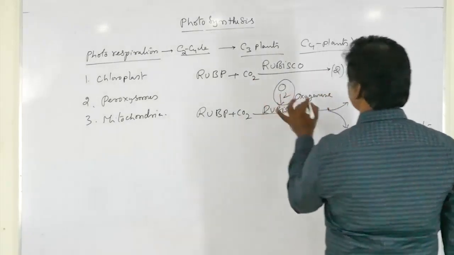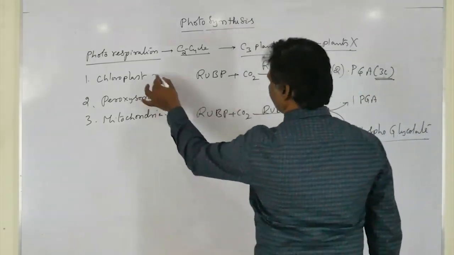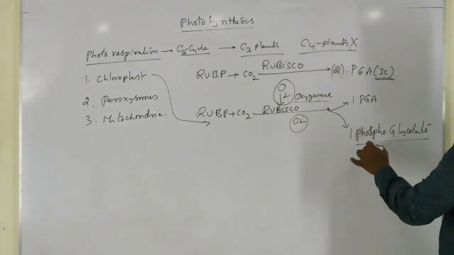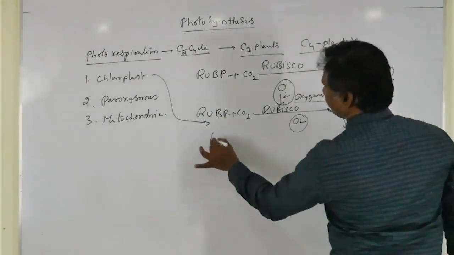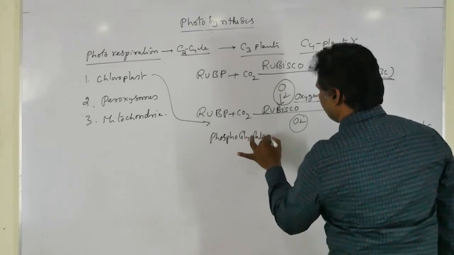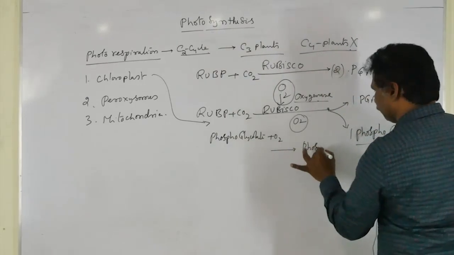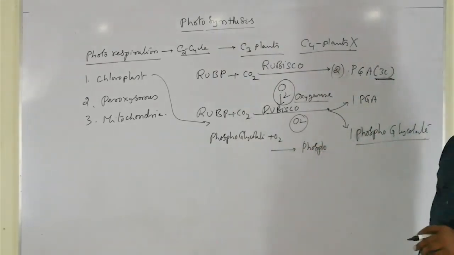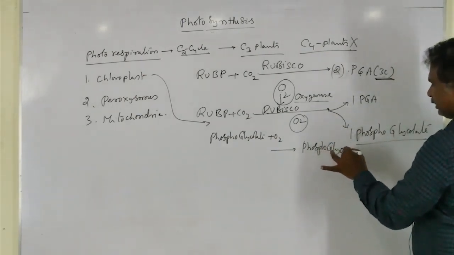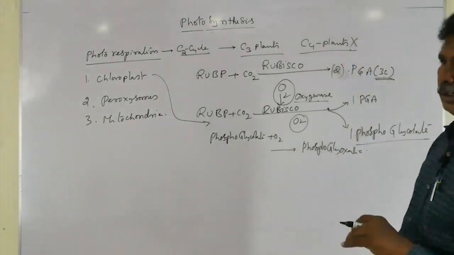In this one, the oxygen should act as an oxygenase. These reactions take place within the chloroplast. After that, phosphoglycolate combines with oxygen to form phosphoglyoxalic acid.